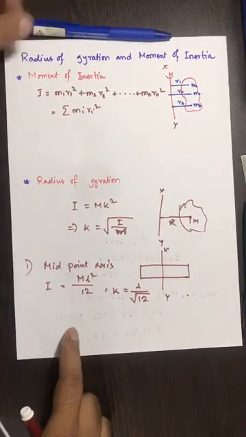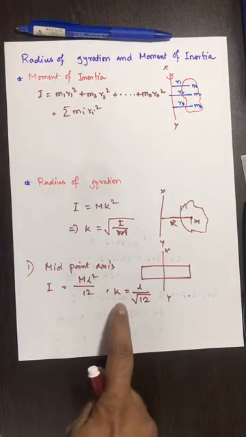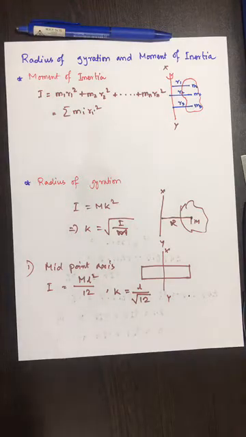I love you, Sandana. Okay, the midpoint axis is I equal to ML square by 12. So radius of gyration k equal to, we know that, L by root 12.